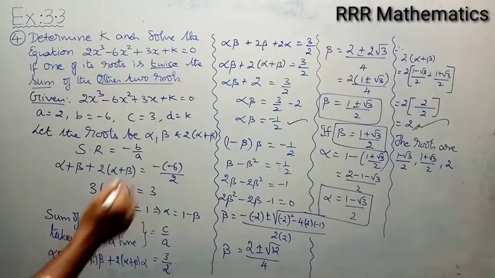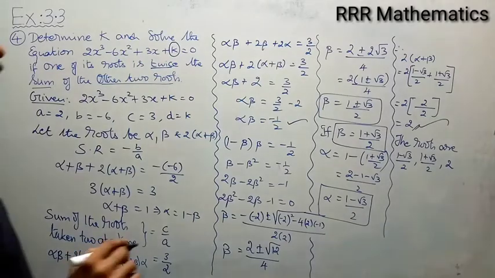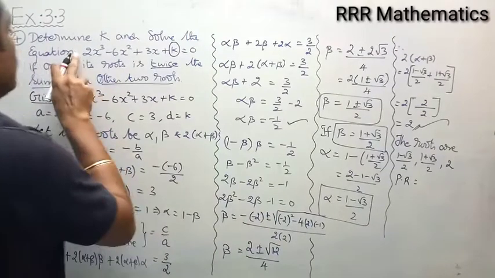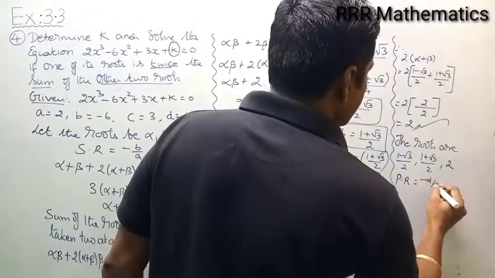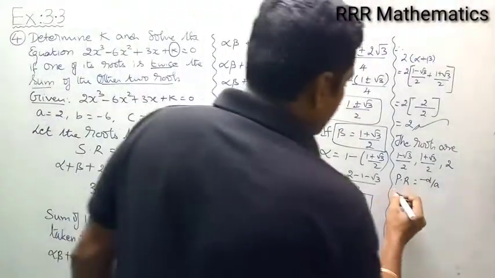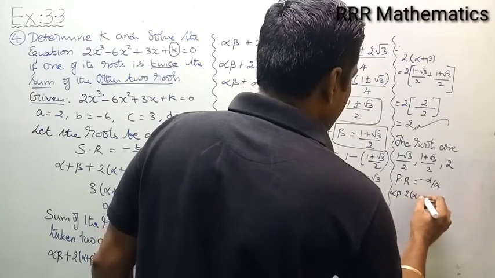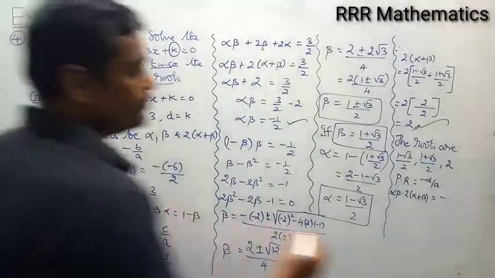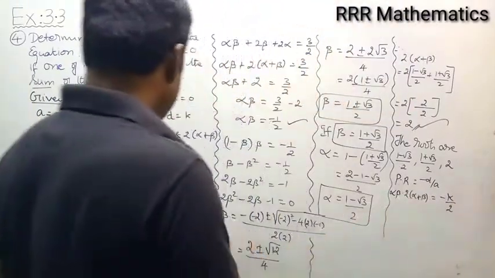But in this case you want to find out the value of k. K appears in the constant term. So product of the roots. What is the product of the roots? Plus, minus, plus, minus. So minus d by a gives the product of the roots. So what is the product? Alpha into beta into 2 times alpha plus beta. What is d by a? K by 2. K by 2. Alpha plus beta is 1 in this case.